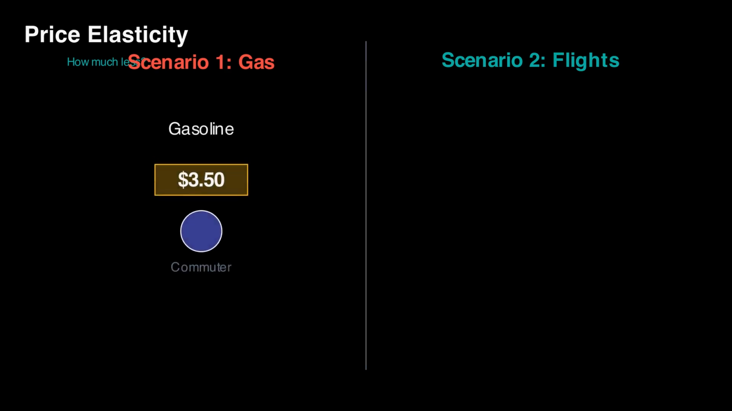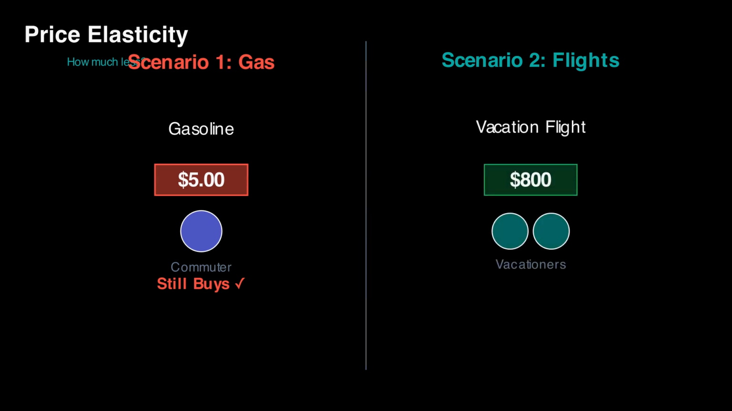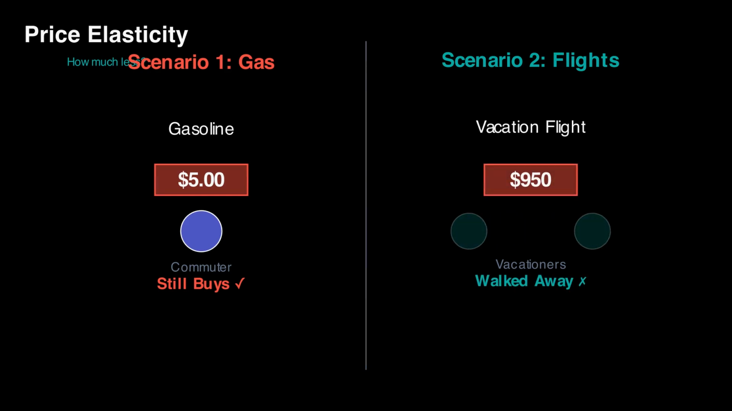Watch two shoppers. On the left, a commuter. Gas light comes on, $3.50 per gallon. He winces but fills up. Next day, $5. He winces harder, but still fills up. He has no choice. On the right, a couple browsing flights to Bali. $800. They smile. Price refreshes to $9.50. They immediately close the tab and search for road trips near me. They walked away. Before we look at the graphs, we need to speak the language.